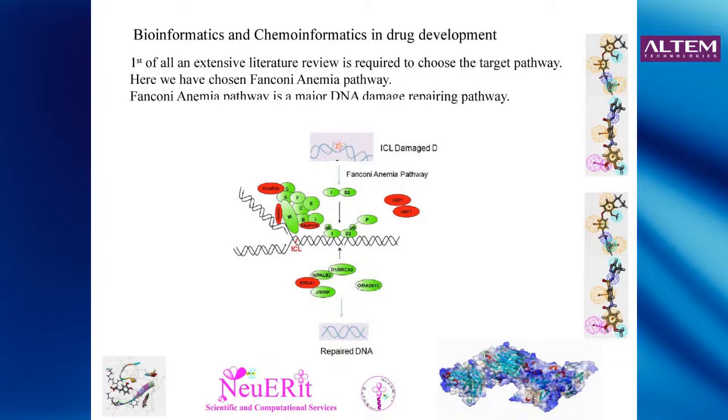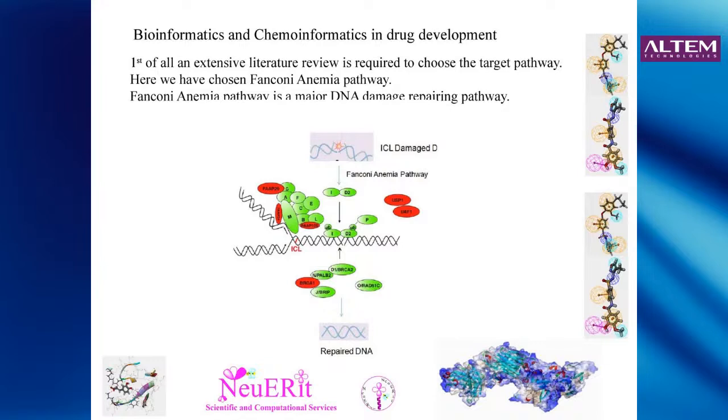The Fanconi anemia pathway is a major DNA damage repairing pathway. DNA may get damaged due to many reasons. It could be damaged by some drugs or anything. If DNA gets damaged, our body has a system that will repair that DNA. The Fanconi anemia pathway is a very complicated pathway that repairs the damaged DNA.